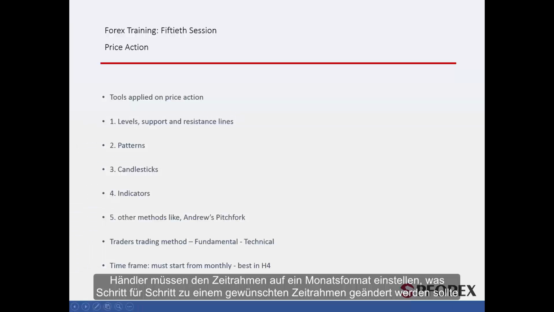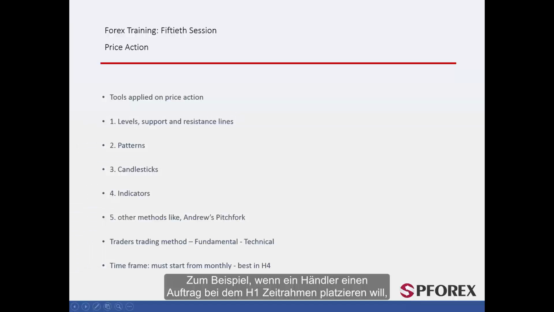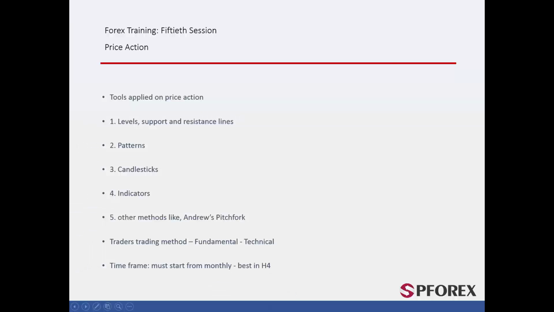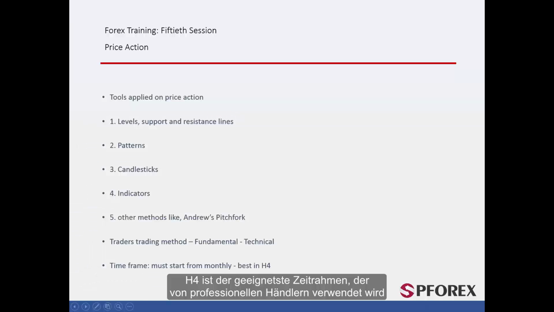Timeframes. Traders must set a time frame on a monthly format, which should be changed to a desired time frame step by step. On each time span, a trader must determine significant levels, support and resistance lines, patterns, candles, indicators, and strategies. For instance, if a trader wants to place an order on the H1 time frame after changing the time frame to M1, then he or she must decrease the time span step by step towards H1, alongside utilizing major tools on the desired spot. H4 is the most applicable time frame used by professional traders.